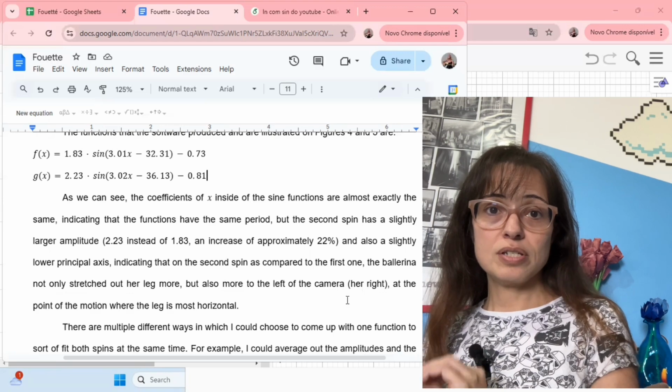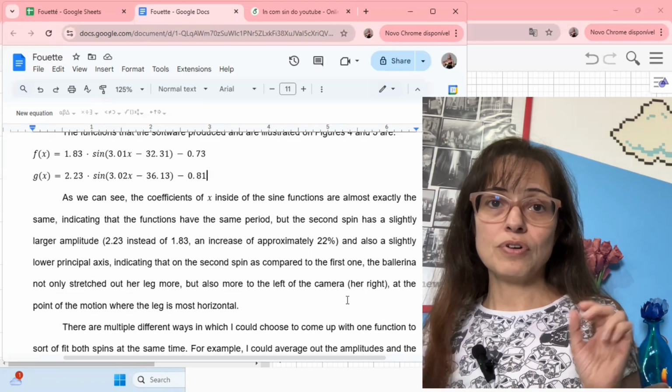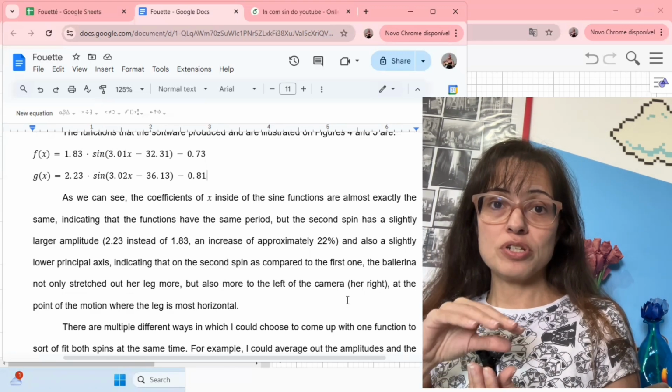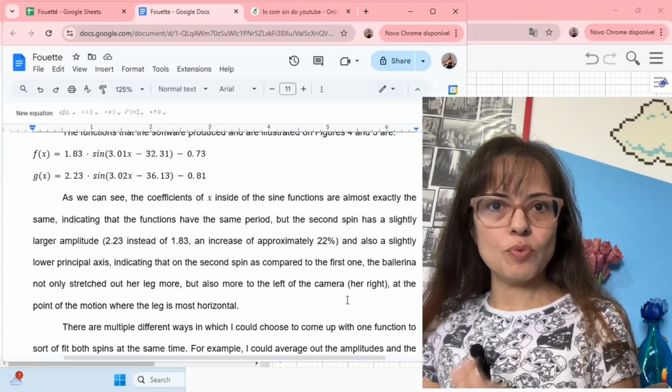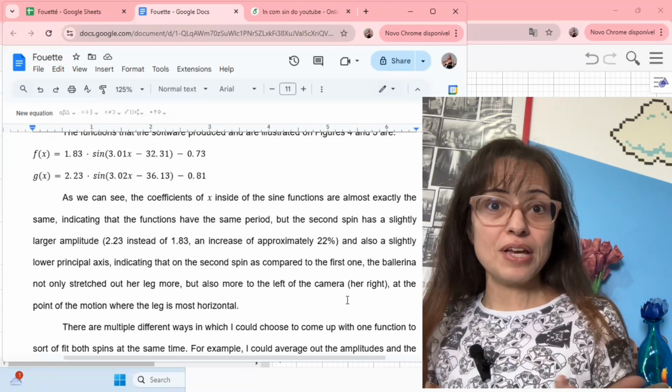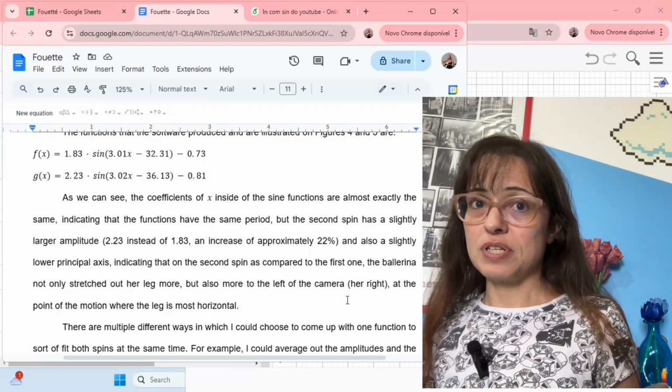It is not just describing the mathematical functions, it is describing the functions in relation to the context where they're coming from, which is a good thing, but it's still descriptive.